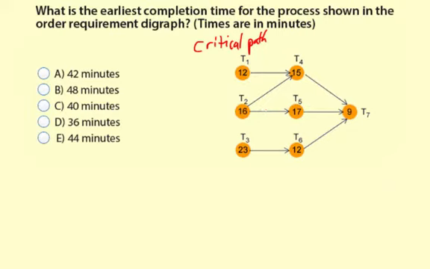Like for example, compare T1 to T4 and T2 to T4. T1 is 12 to 15, and then T2 is 16 to 15. So 16 and 15, I know, adds up to more than 12 and 15, so I know this 12 is not going to be part of the critical path. See how that works?